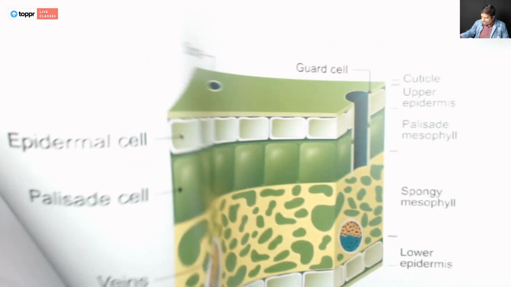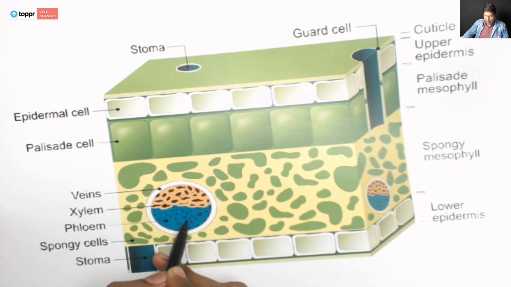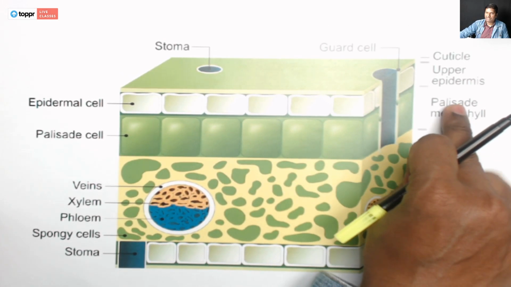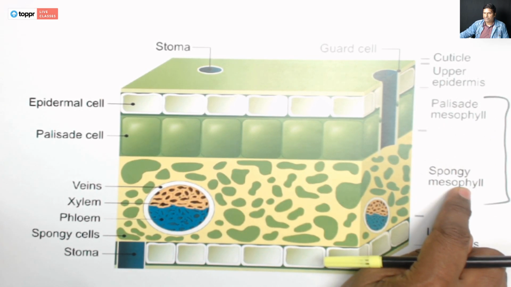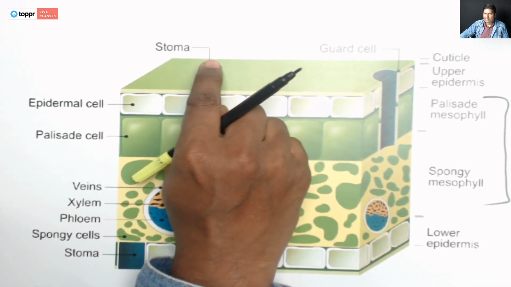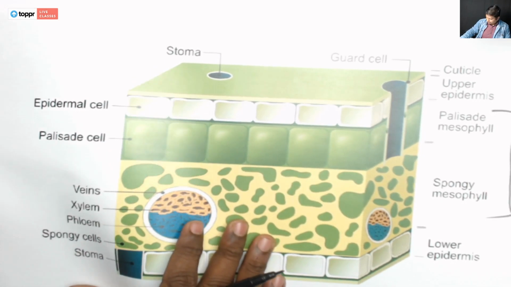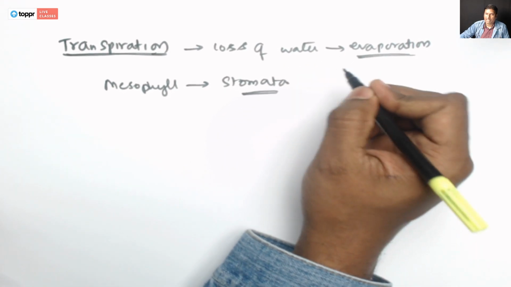Now this is your xylem and phloem. You have your mesophyll tissue, the palisade mesophyll tissue. The entire thing is mesophyll tissue only, including the spongy mesophyll tissue. You have your upper epidermis, and in the epidermis you will actually see the stomata. Now the water is lost through these pores called the stomata.